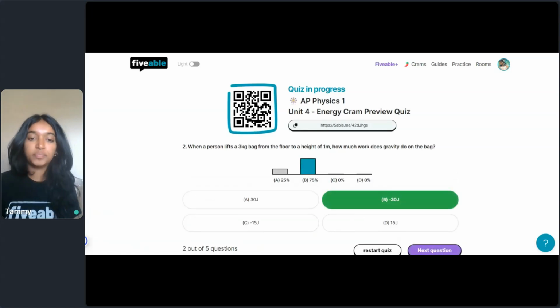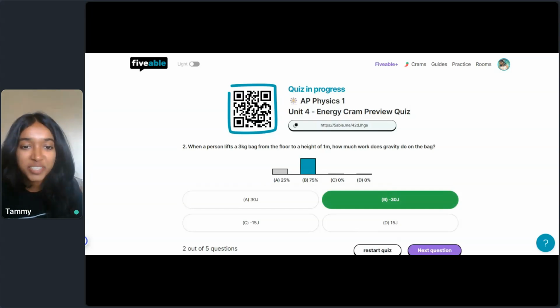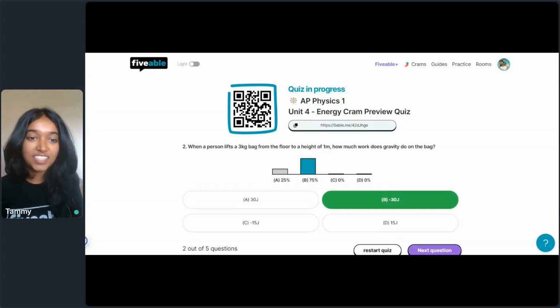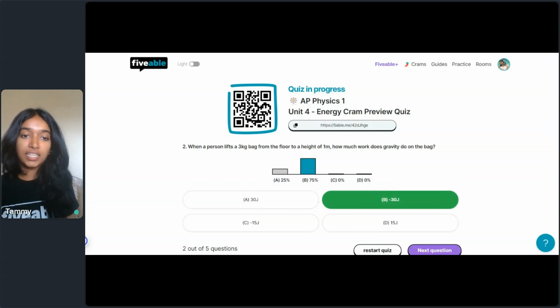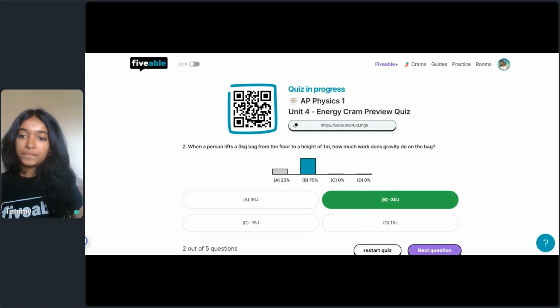All right. So it looks like 75% of us said B, which is the right answer. Great job, guys. For the 25%, that makes total sense. Let's go over this problem. So the question is, when a person lifts a 3 kg bag from the floor to a height of 1 meter, how much work does gravity do on the bag? Okay, I'll just go over this question real quick.